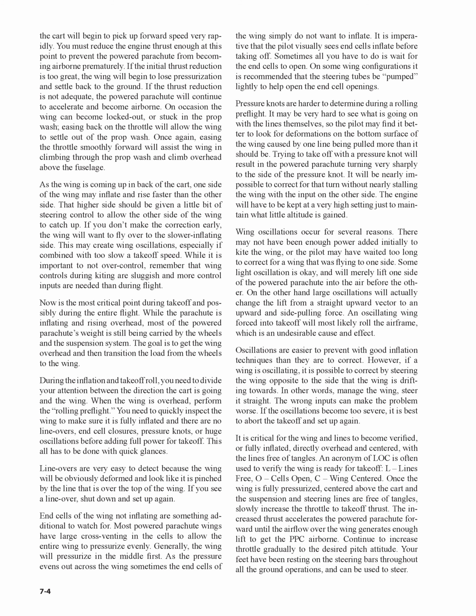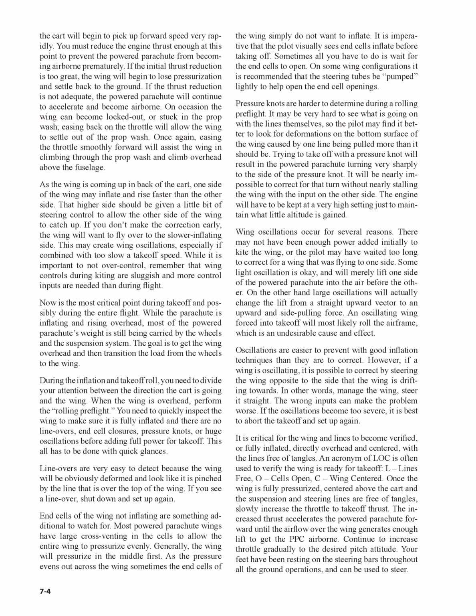End cells of the wing not inflating are something additional to watch for. Most powered parachute wings have large cross-venting in the cells to allow the entire wing to pressurize evenly. Generally, the wing will pressurize in the middle first. As the pressure evens out across the wing, sometimes the end cells of the wing simply do not want to inflate. It is imperative that the pilot visually sees end cells inflate before taking off. Sometimes all you have to do is wait for the end cells to open. On some wing configurations, it is recommended that the steering tubes be pumped lightly to help open the end cell openings. Pressure knots are harder to determine during a rolling pre-flight.